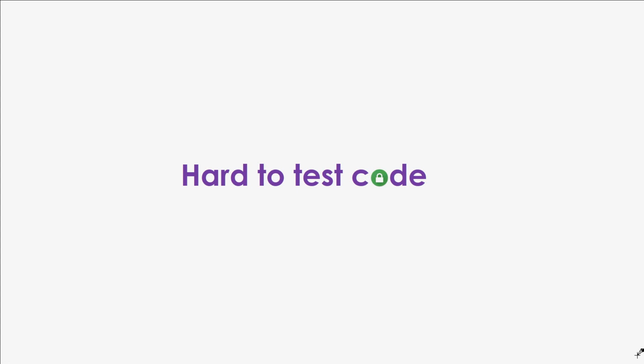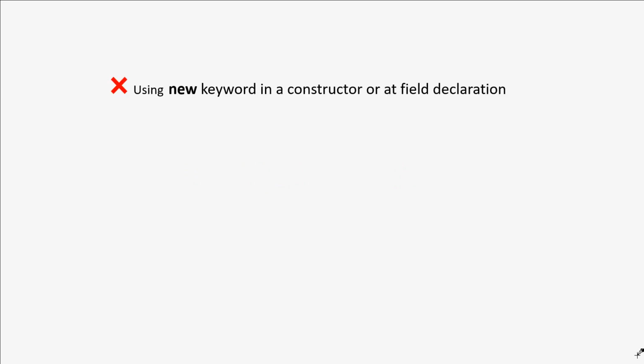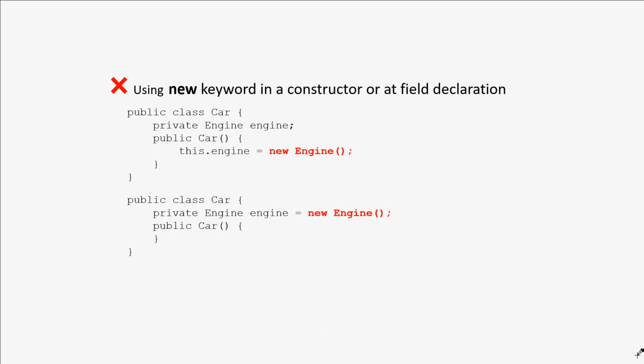Hello and welcome back. Before we get into testing, let's take a quick tour into what makes your code hard to unit test. The first aspect is using the new keyword in a constructor or at field declaration. And here are two examples. If you're wondering what's so wrong about them, well, in both cases the creation or assignment of the engine object cannot be controlled.